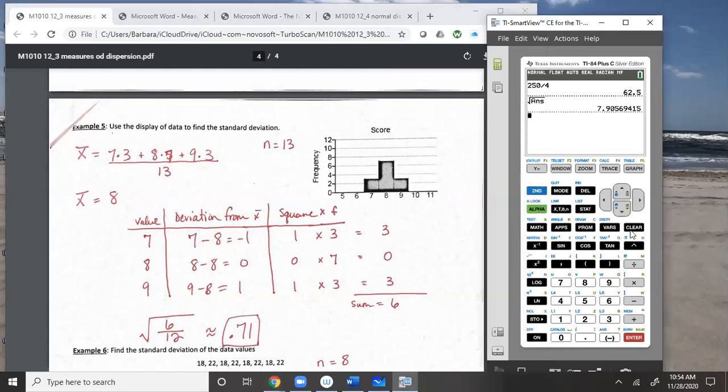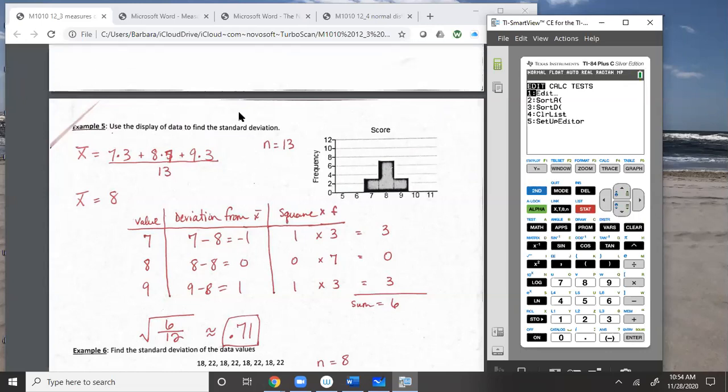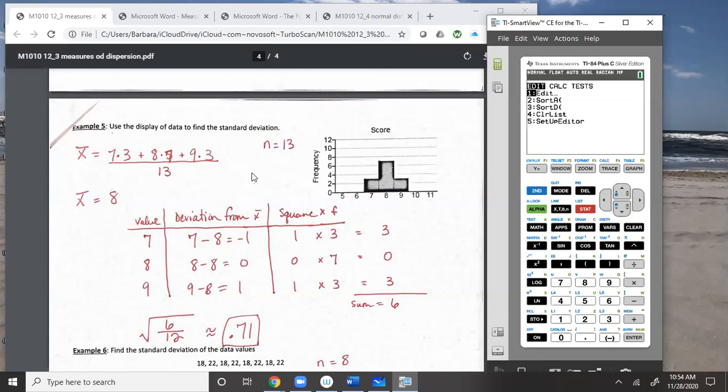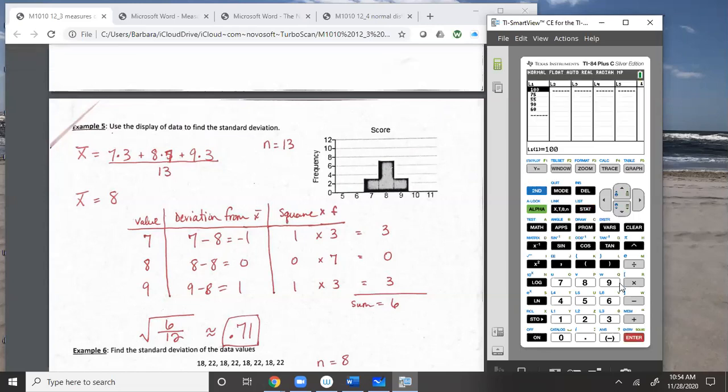So you can do that on your calculator. Now, remember, you can also write down the data with its frequencies in your lists. So there's a really nice methodology here to help you with these problems using the calculator. Let's go ahead and put in the data first in list 1. First, we're going to clear. So in L1, we have 7, 8, and 9. The frequencies are 3, 7, 3.